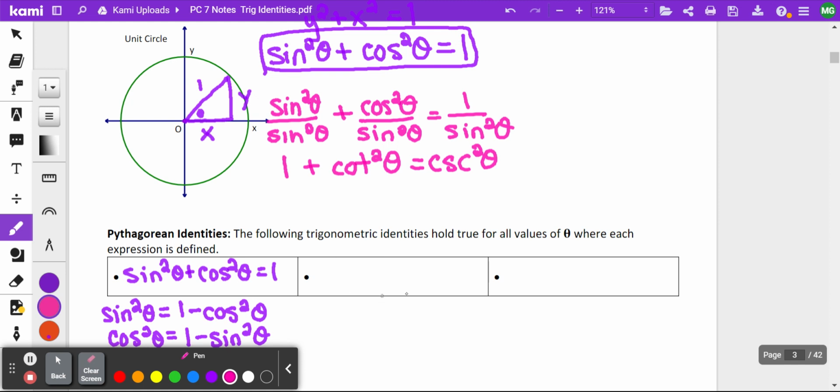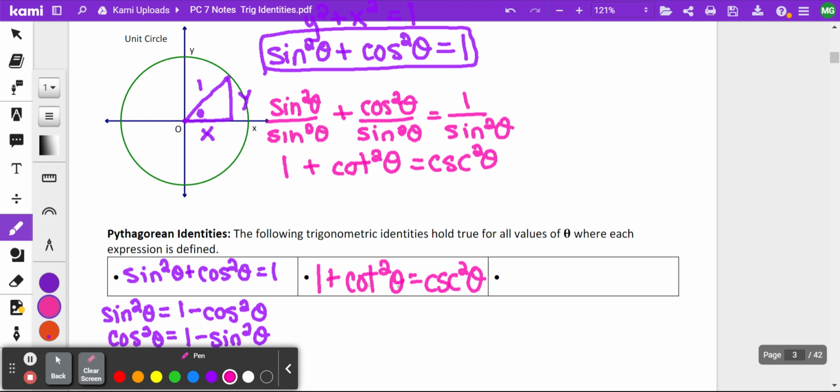And that actually becomes our second trig identity. 1 plus the cotangent squared of theta equals cosecant squared of theta. Now, it's super important that you memorize this, but equally important, if you forget the identity, remember that the way we got this was we took the first trig identity and we divided everything by sine squared of theta.